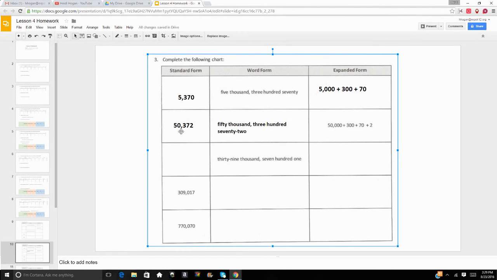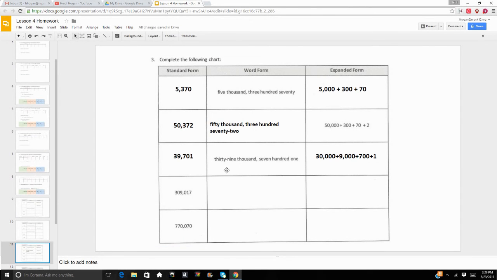So 50,372. You can actually do this problem and line them up vertically and add them if that is helpful to you. 39,701. And again, the comma helps. 39,000, comma, 701. So 30,000 plus 9,000, because we have 3 in the tens place of the thousands period, and 9 in the 1,000s. So that's 39,000, 30,000, 9,000, 701.